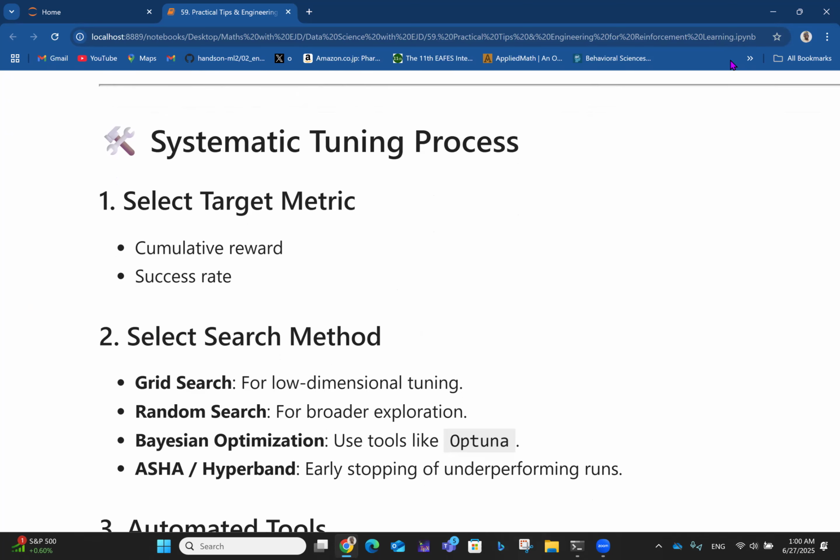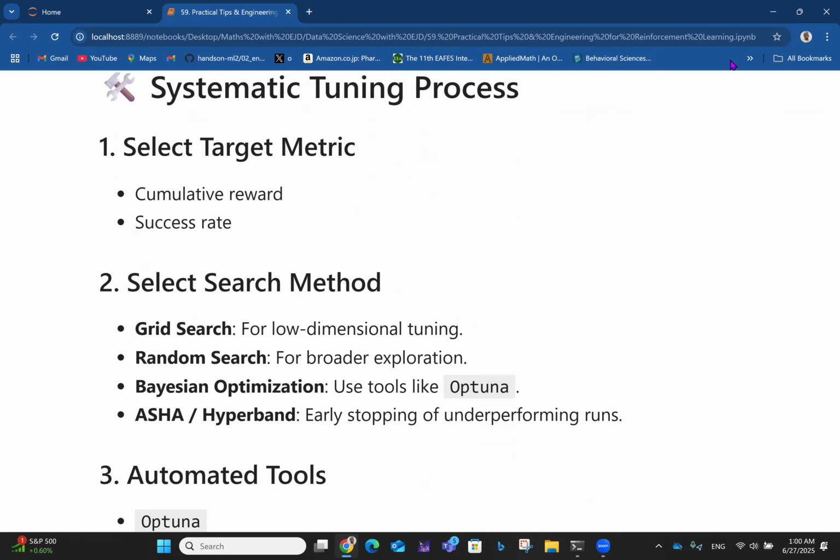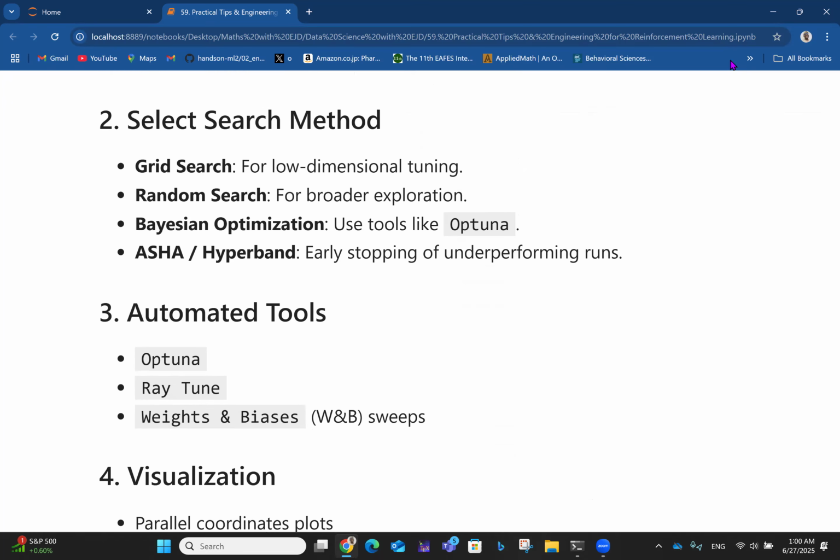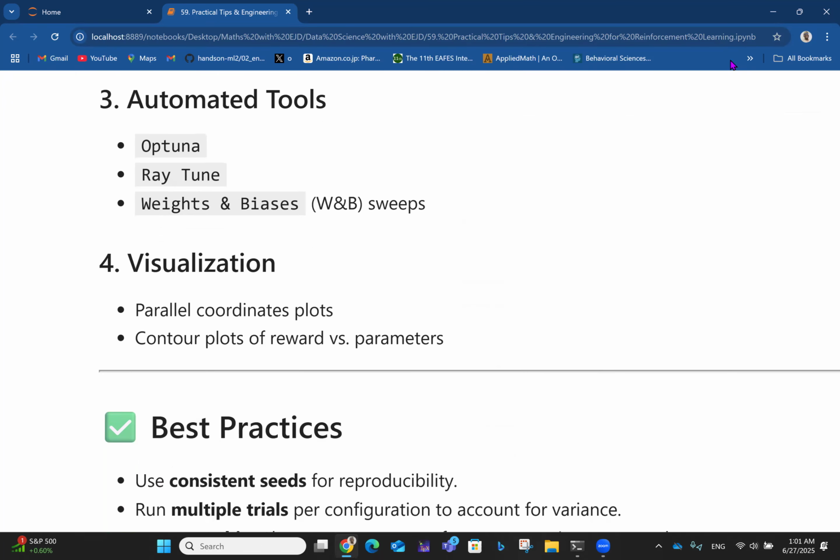So the systematic tuning process: the first thing is to select a target metric like cumulative reward or success rate, and two, you select a search method like grid search for low-dimensional tuning, random search for broader exploration, or Bayesian optimization. You use tools like Optuna and ASHA/Hyperband, where you use early stopping of underperforming runs. Then you have automated tools like Optuna, Ray Tune, and Weights & Biases sweeps, and for visualization you have parallel coordinate plots and contour plots of reward versus parameters.